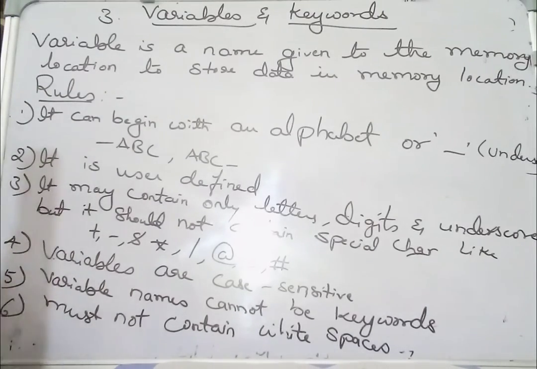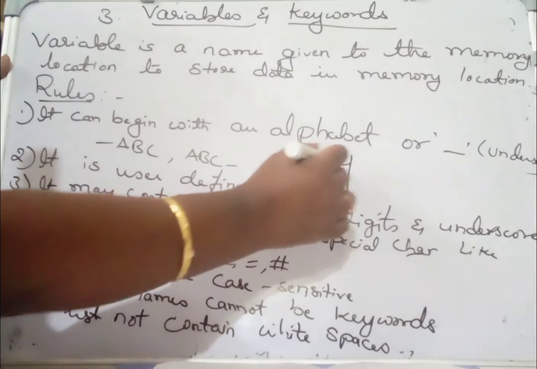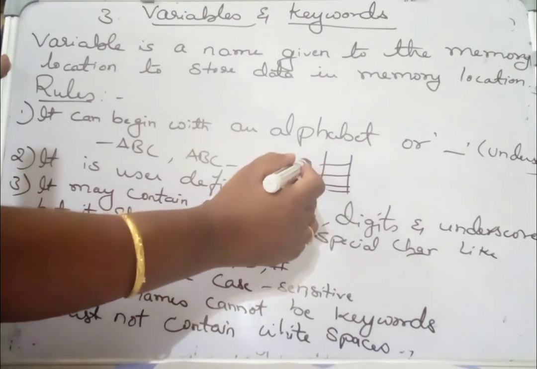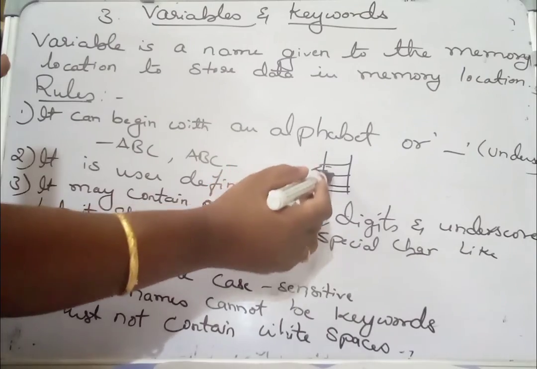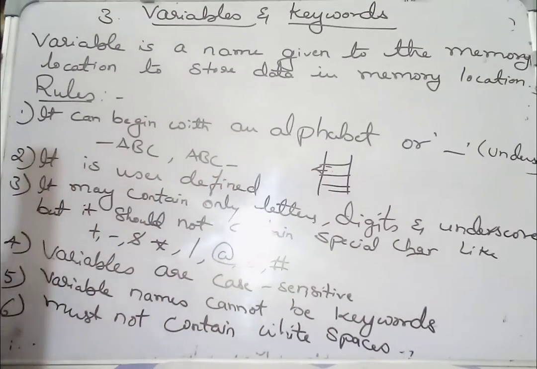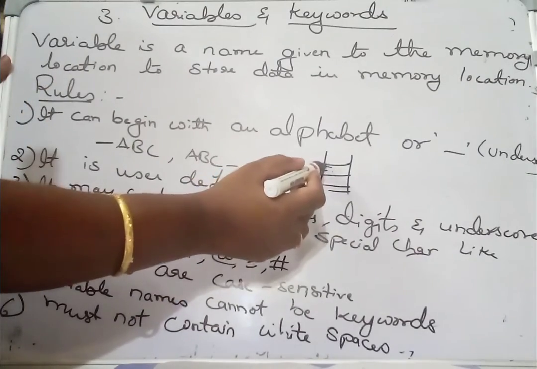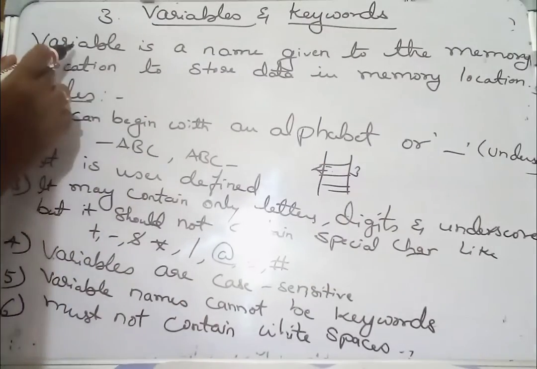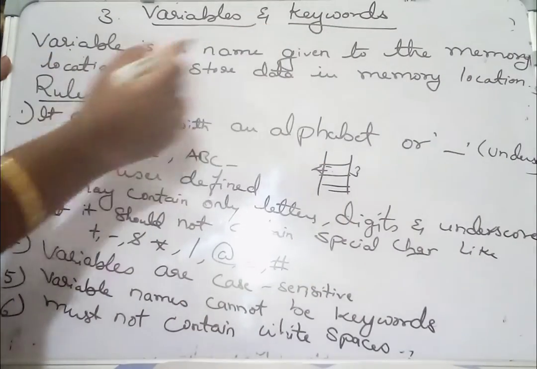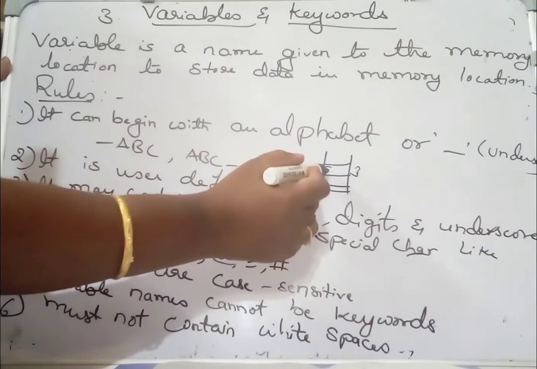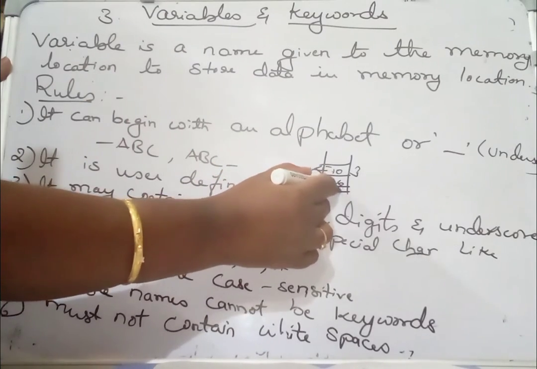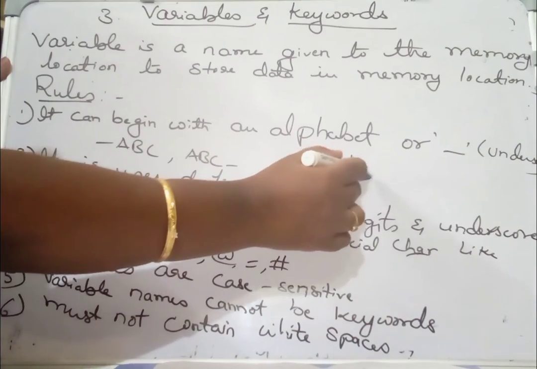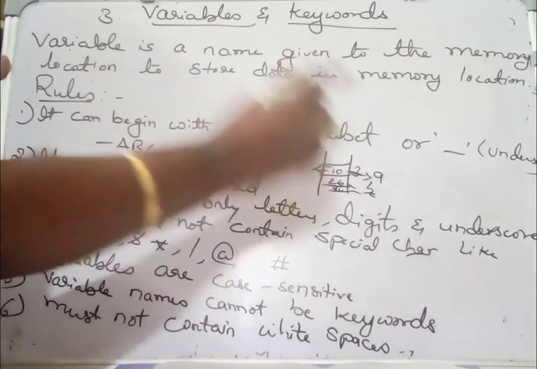As I told in my previous video, memory is divided into bytes and each memory location is assigned some name, so that we can store that variable in the computer memory. To assign a name to this memory location, we make use of a variable. So we say it's a name given to the memory location to store the data. I may store some data in this memory location like 10, 20, 30, and I may give names to these memory locations like A, B, C.